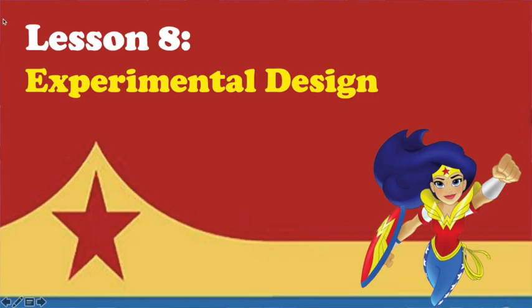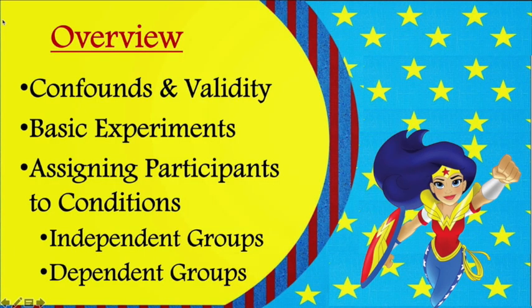In today's lesson, Lesson 8, we're going to be talking about experimental design. In today's lecture, I'm going to introduce you to some of the most basic experimental designs, but before we do that, we're going to revisit the topics of confounds and validity, two things which are going to be critical to a successful experiment.